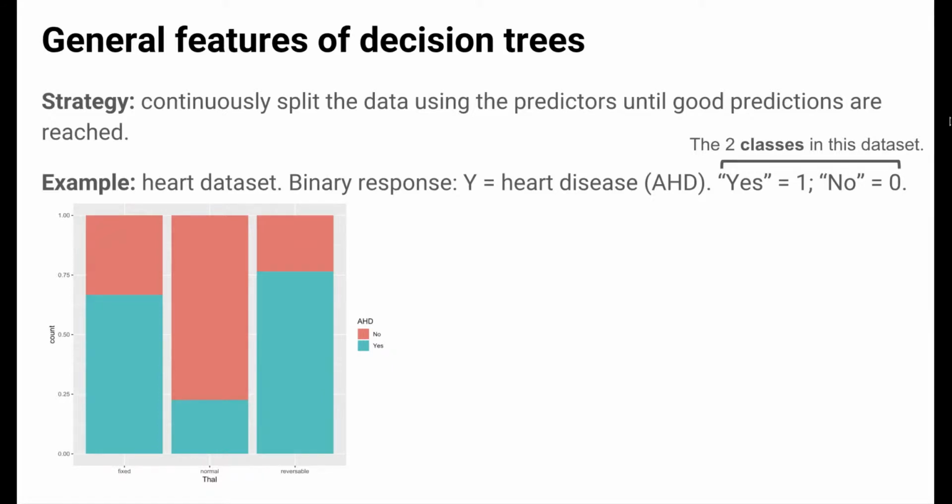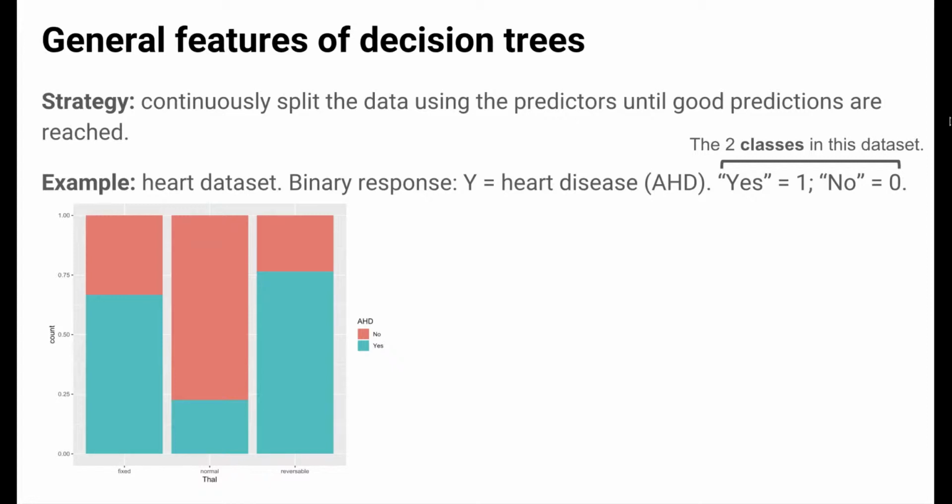Let's look at an example of a heart disease dataset available with the ISLR book. The response variable we wish to predict is whether a patient has heart disease. We wish to predict heart disease from other clinical characteristics. The bar plot at the bottom shows how the probability of having heart disease changes based on the outcome of a thallium stress test. We see that a normal result on the thallium stress test is associated with a much lower chance of heart disease than a fixed or reversible result on the test.